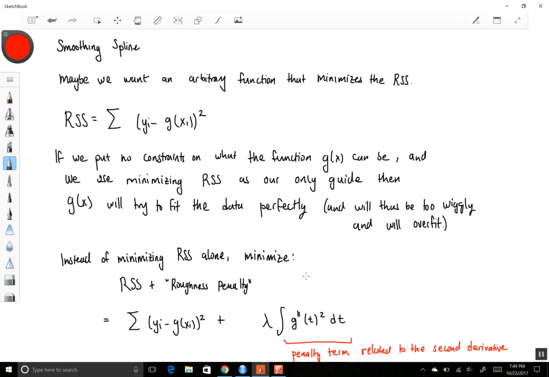The second derivative gives us an idea of how smooth the function is. If the function is extremely rough, then the integral of the second derivative will be quite large. And this lambda is a tuning parameter: how important is it that the function is smooth? How important is it that we smooth things out? That's going to be controlled by lambda.